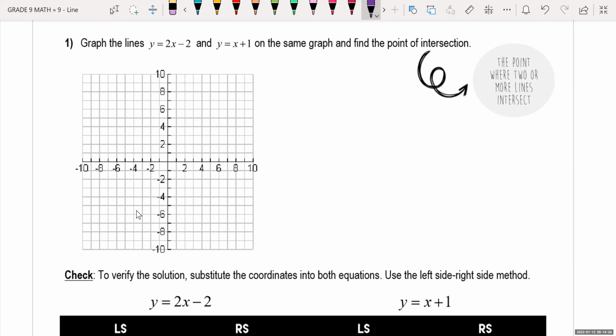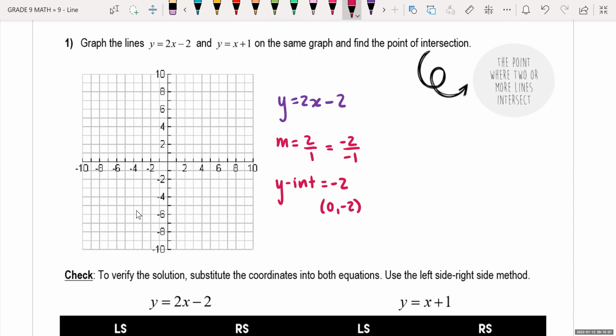Let's look at the first line, y = 2x - 2. In this question, the slope is 2 over 1, and the y-intercept is negative 2. I'm going to write that the slope is 2 over 1, or the other way to think about it is negative 2 over negative 1. And the y-intercept is negative 2, or another way to think about it is (0, -2). Hopefully you remember doing all of this before our break.